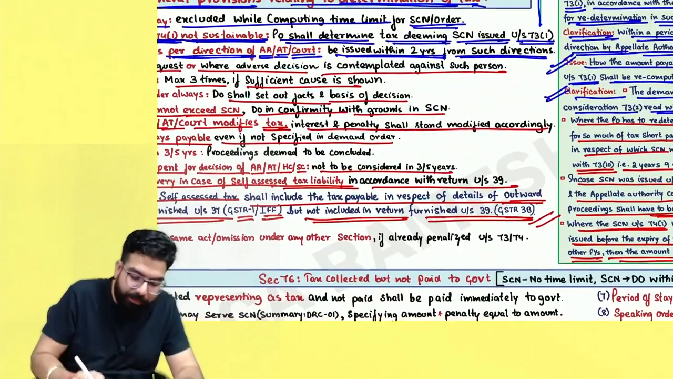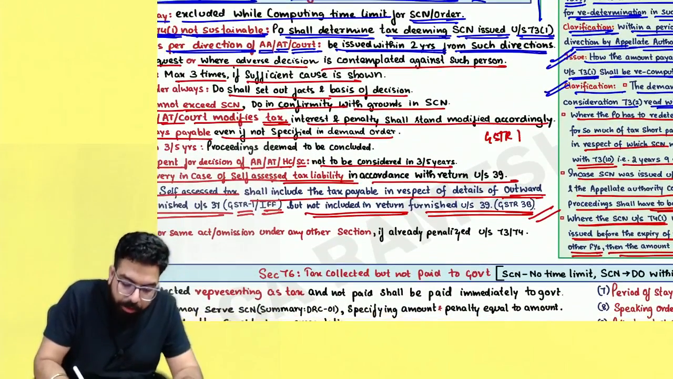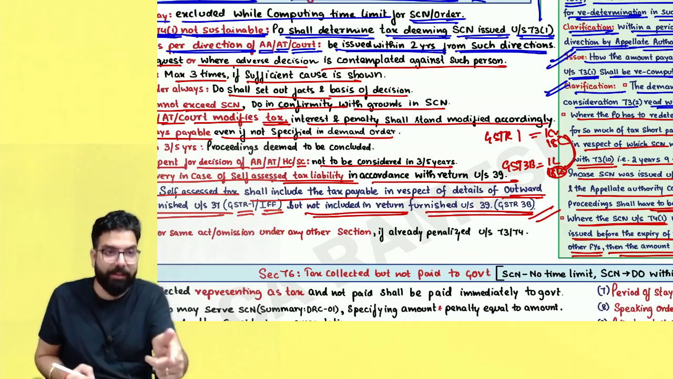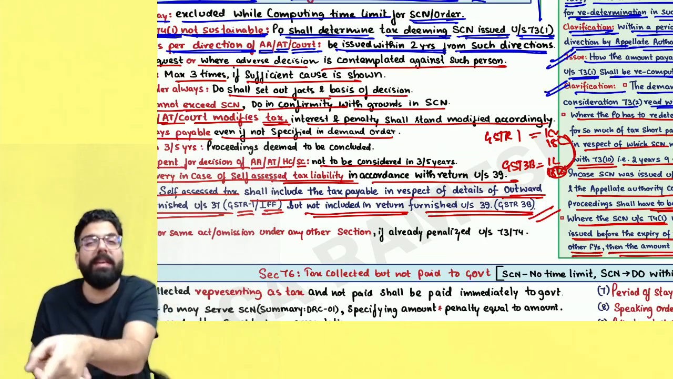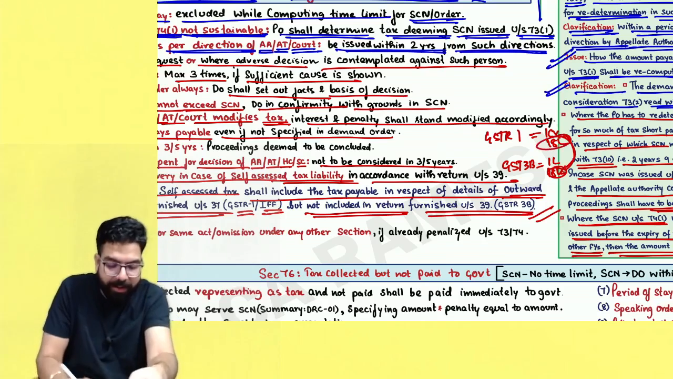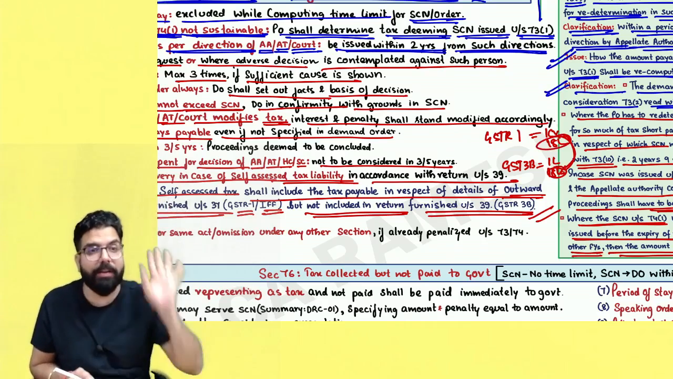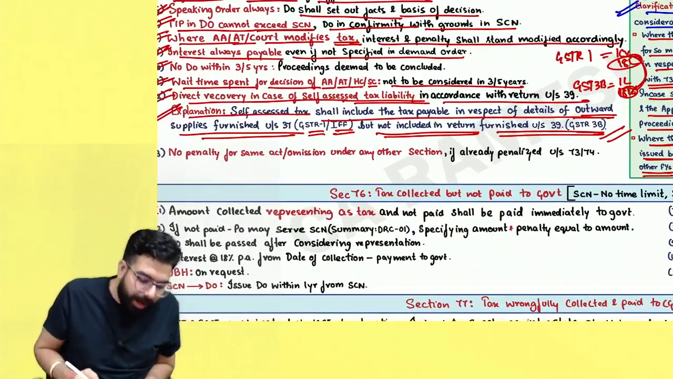Sir, if there is any difference between GSTR1 and GSTR 3B, supposing you showed 1 crore and 18 lakh liability in GSTR1, but when you filed GSTR 3B, you showed 1 lakh liability and 18,000 tax, then because there is a difference, they are telling this is self-assessed liability. You had self-assessed your liability as 18 lakh rupees. In this scenario, we will go for direct recovery, and a demand order, etc. is not required. I hope this point is clear.